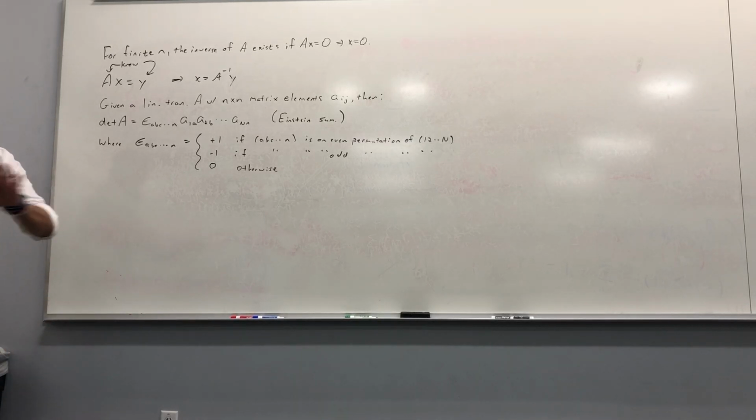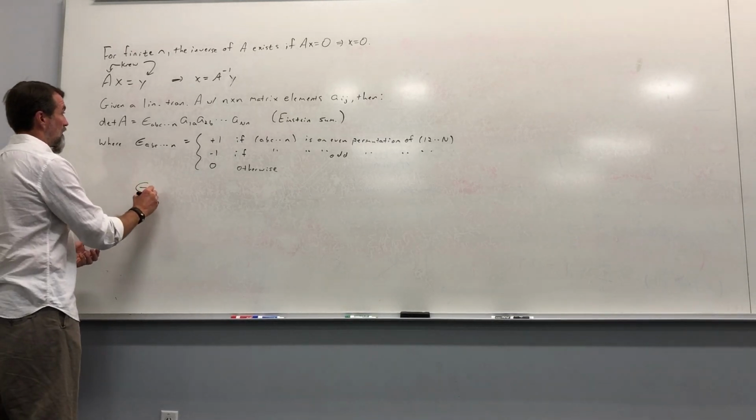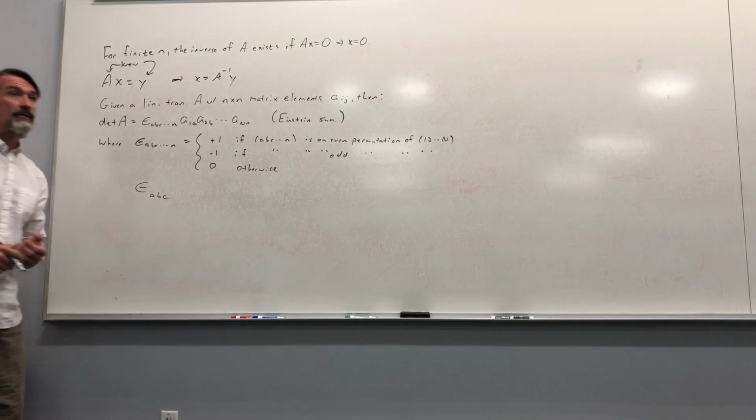All right, so let's just go over this for a second. If I'm in 2 dimensions, then capital N is 2. So little n can go from 1 to 2. Okay? What is that?